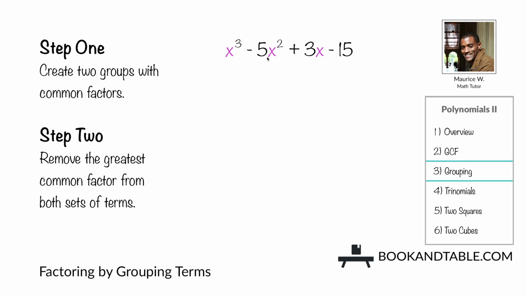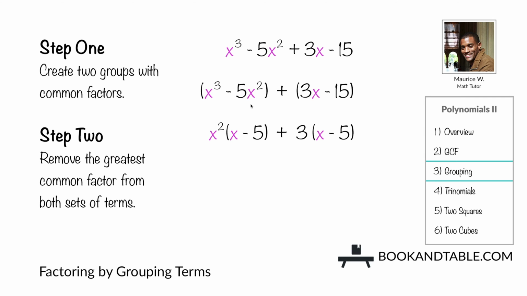So we have one group here, x cubed minus 5x squared, that each have a common factor of x squared. And we have a second group here, 3x minus 15, that have a common factor of 3. And now that we've created 2 sets of terms, we want to remove the greatest common factor from both sets of terms. So from this set, we have a common term of x squared that can be removed.